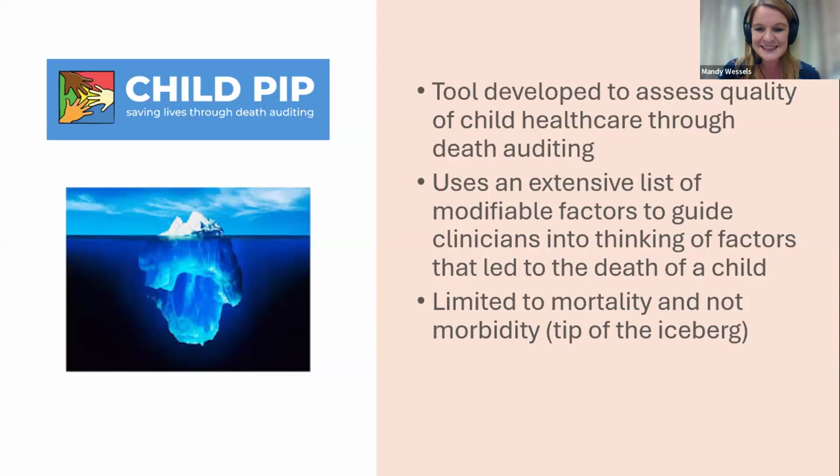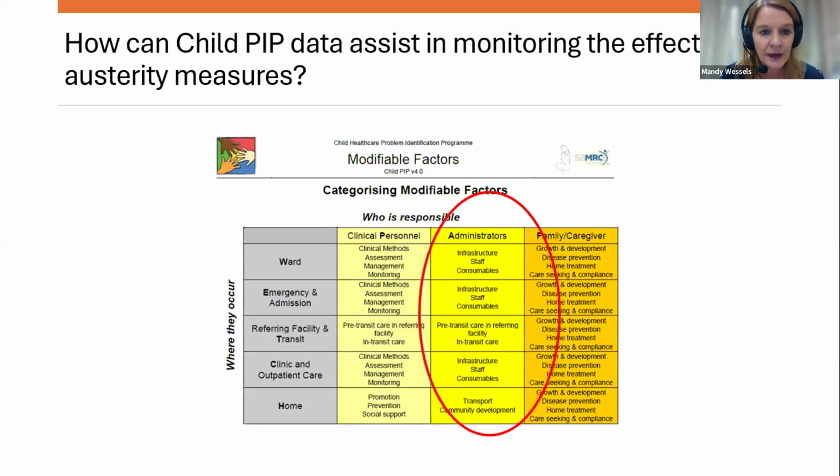The challenge being that it's limited to mortality and not morbidity. So it's, again, looking at the tip of the iceberg of the children who died, possibly related to austerity measures. And how can we do that? If you go to your Child PIP codes, this is the version 4 codes, you've got a whole column of administrative modifiable factors at the level of the ward, the A&E, the referring facility, the clinic, and the home.